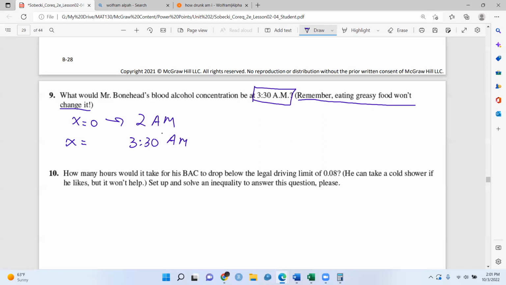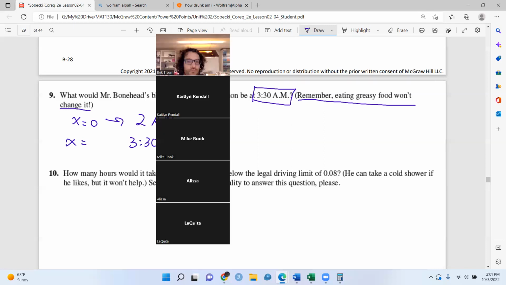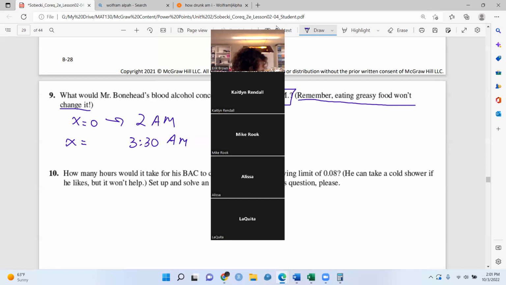Getting bored. Oh, nice little bracelet.